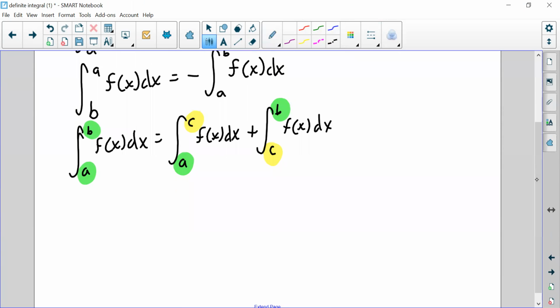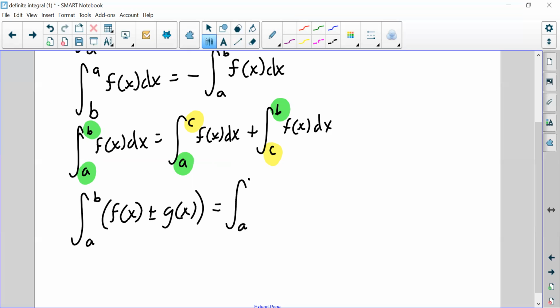Then let's see what's next. Oh, the addition property and subtraction property. The next one she talked about was the integral from a to b of f of x plus or minus g of x. So we can add two functions together. How we can do that is we can integrate the area under the curve from a to b of the first function, plus or minus, depending on which operation we're doing, the area under the curve from a to b of the second function. So we can break it up like that if we need to.